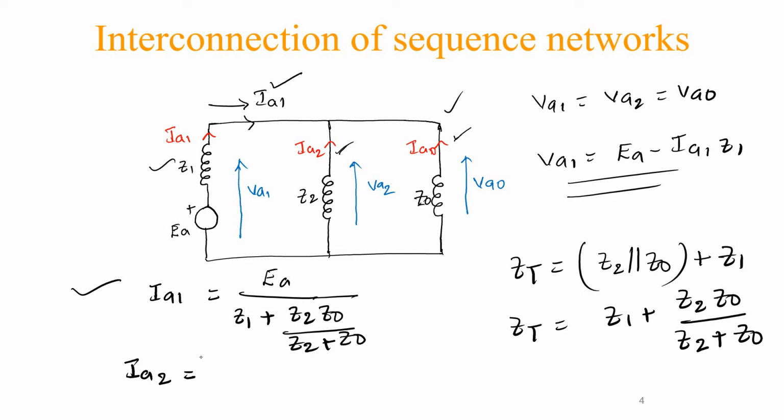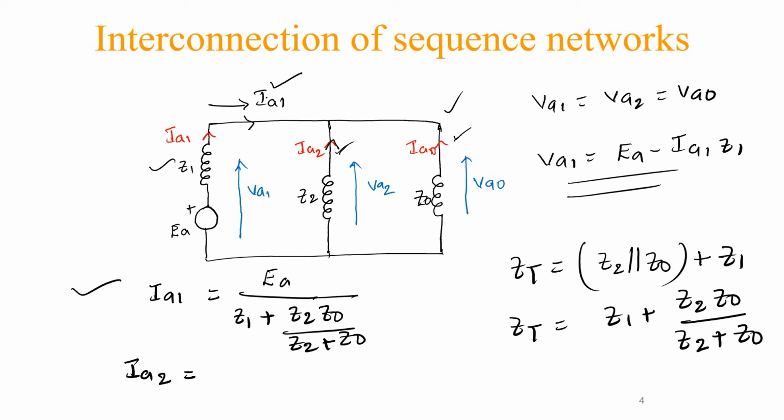Simply apply the current division rule. What is the current division rule? If you want to find out the current in any branch, that will be equal to the total current into the opposite branch impedance divided by the sum of the total impedances of the parallel branches.